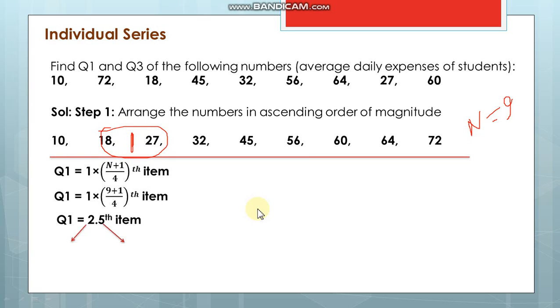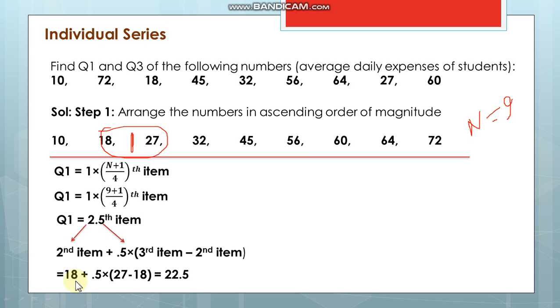Now how do I calculate that? First I differentiate that. So that is my second item plus 0.5 into third minus second. Why third minus second? Because the number lies between second and third. So my second item is 18 plus 0.5 into third item, which is 27, minus second item, 18. So 27 minus 18, and the answer is 22.5. So my quartile 1 in this series is 22.5.